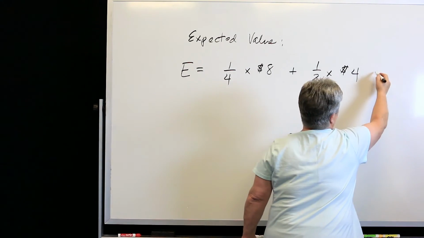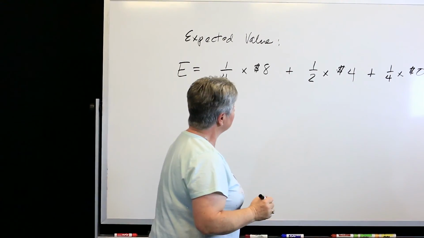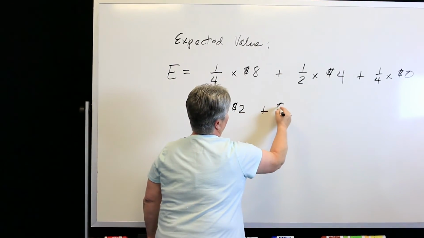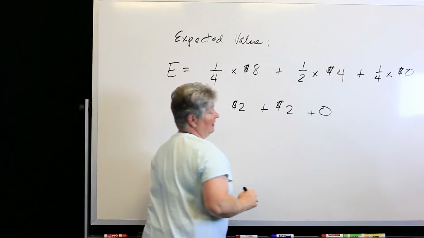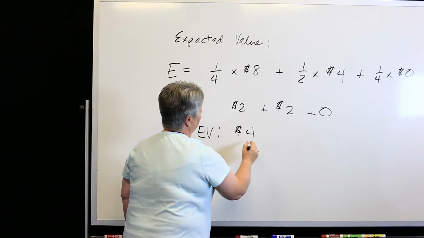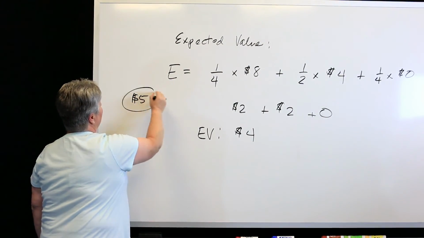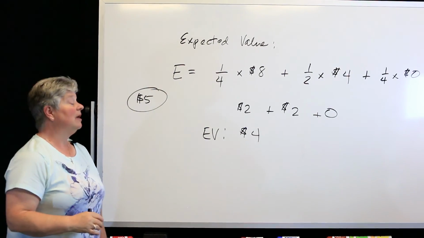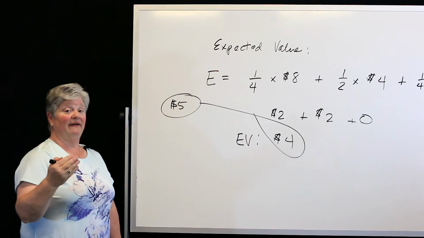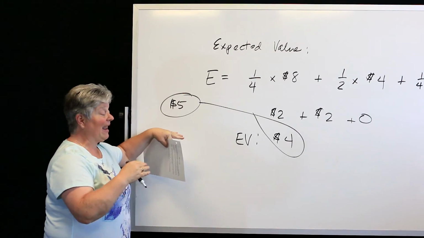So we can write this out, but it's not really going to help us a whole lot. So that again would be 1/4, and this time times 0. So when I calculate this, I have $2, I have $2, I have nothing. So the expected value of this particular contest would be $4. Now remember, it said earlier in the problem that I paid $5 every time I played that game. So if I'm comparing $5 to $4, I would say this is not a fair game. My expected value is not the same amount as what I paid for that game.